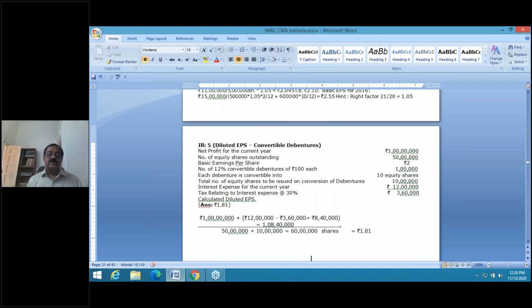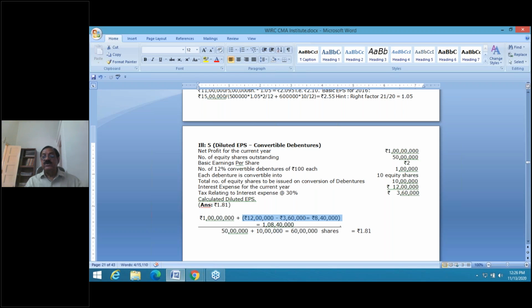Interest is 12 lakhs, and tax thereon, because debenture interest is a deductible expenditure in income tax. So whenever this debenture is converted into equity shares, suppose they would have been converted at the beginning of the current year, my current year profit would have increased by 12 lakhs minus 3.6 lakhs tax thereon, that is post-tax debenture interest. Post-tax debenture interest is how much? This way I have calculated 8.40 lakhs: interest minus tax saving thereon.